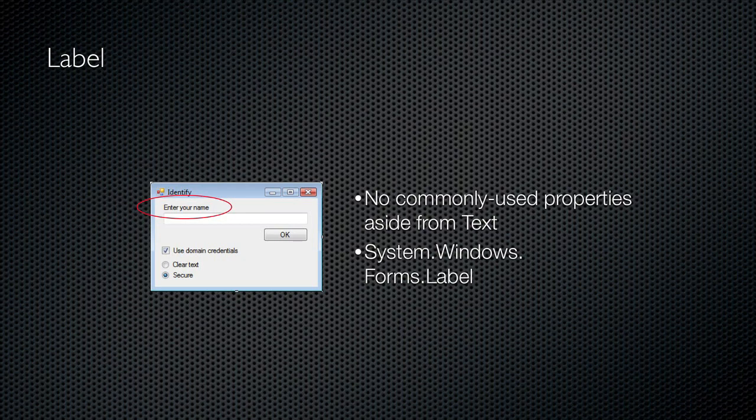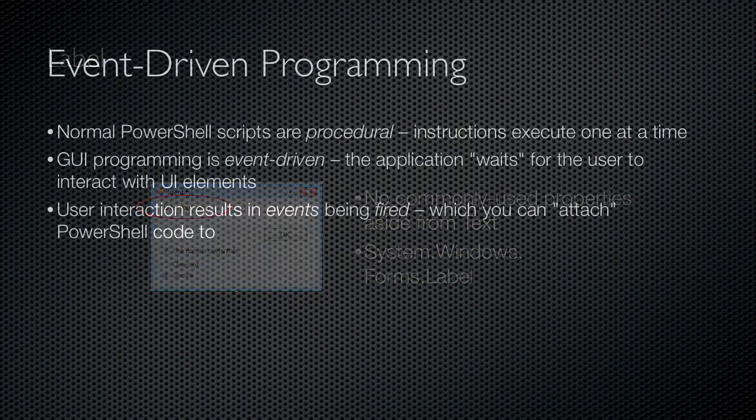Finally, labels act as navigational aids and information elements on a form. In this case, they provide a caption for a text box, which doesn't have a caption of its own like buttons and checkboxes do. Their class name is system.windows.forms.label.